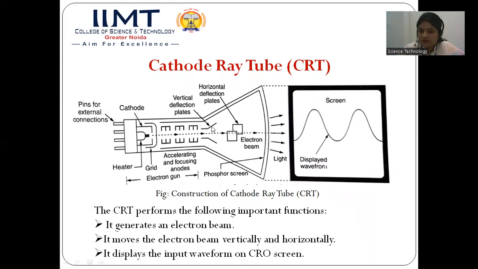Second, we have the deflection plate. These are vertical deflection plates. These are horizontal deflection plates. And lastly, we have this screen, which is coated with the material known as a phosphor. So we will discuss all these components of this assembly one by one.